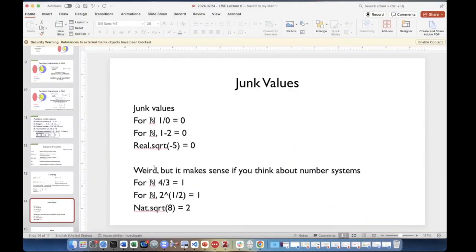So the other thing I want to make clear is there's a difference between a junk value and these kinds of results. So what is 4 divided by 3 equal to for natural numbers? It's equal to 1. What is 2 to the power of 1/2? It's equal to 1. What is the square root of 8? When it's nat square root, this is equal to 2.